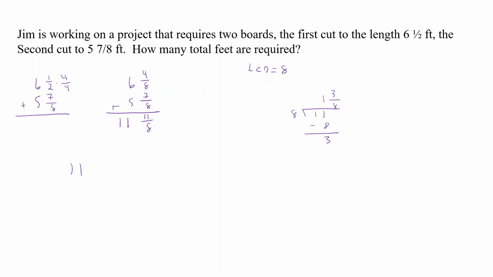So what we really have is 11 plus 1 3/8. So that's going to be 12 3/8. So the total feet equals 12 3/8 feet. Okay. So that's the total number of feet he needs for the 2 boards added together. And so that then is the last one.